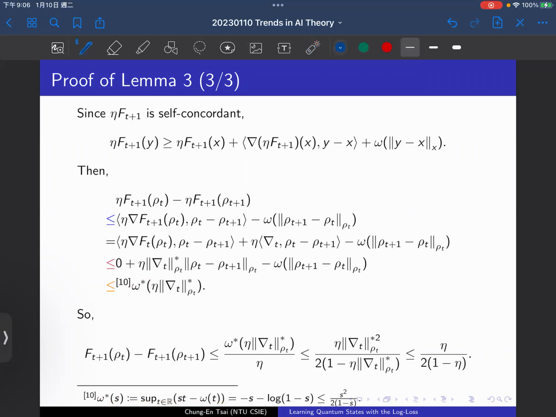And from the definition, if we think of this as T, this as S, this as T, and let S go to this, then this will be upper bounded by the definition of omega star, since this value is the supremum of ST minus omega T, and ST minus omega T will be upper bounded by the convex conjugate of omega.